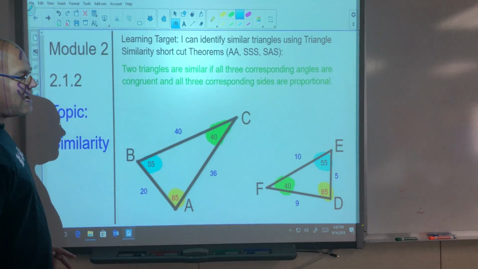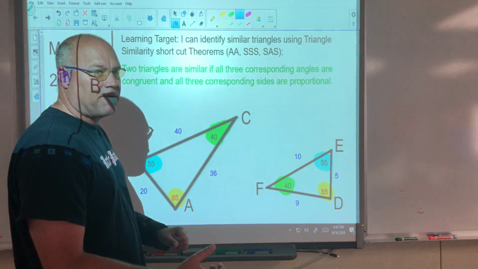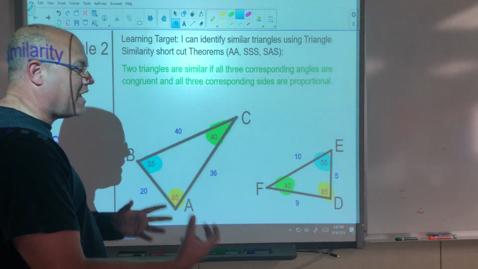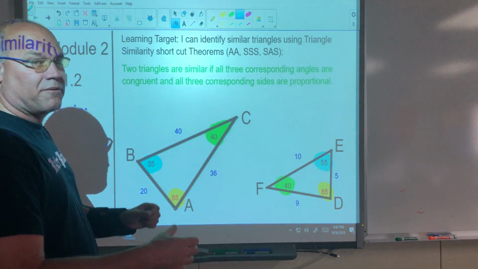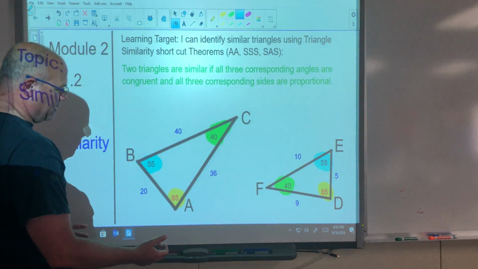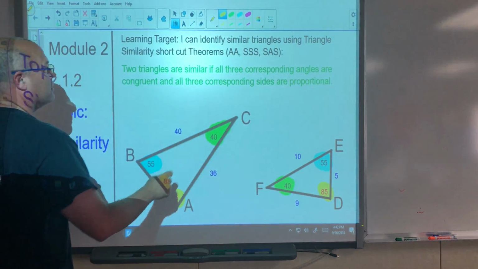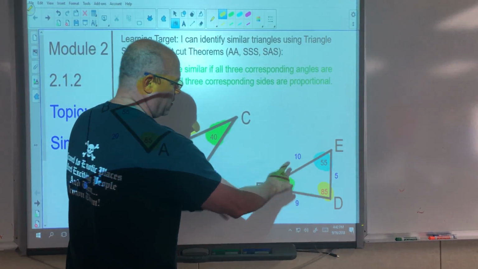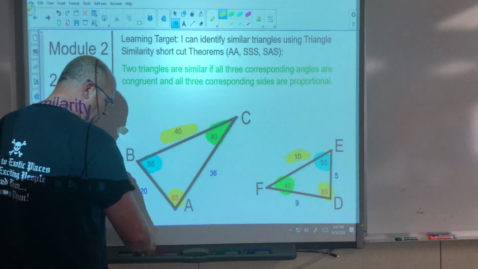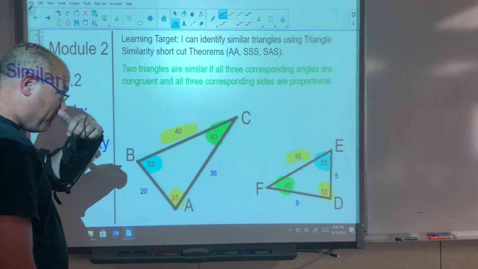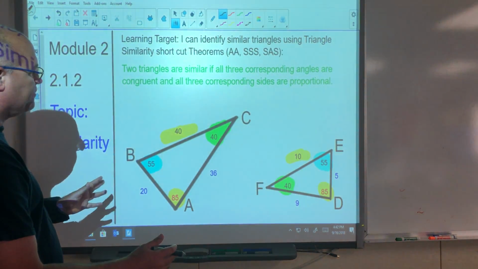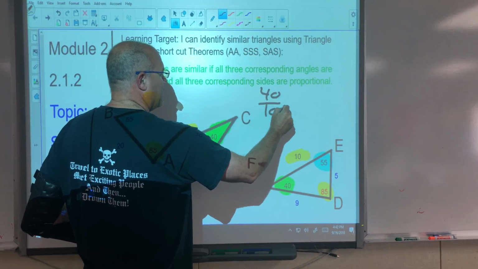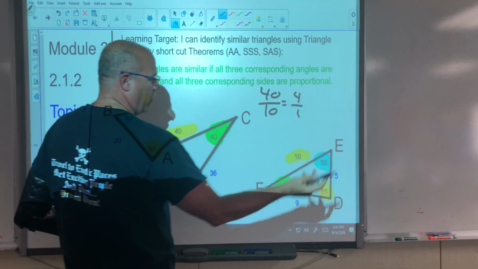Then the three corresponding sides must be proportional. This is different from triangle congruence, where the corresponding sides are the same measure. For similarity, they're proportional. So what does that mean? If we take a look at the largest side, what's the largest side here? The 40. What's the largest side of this triangle? It's the 10. So if I want to look at the ratio of similarity of those sides, I can go large over small, and I have 40 over 10, which is 4 over 1, or just 4.